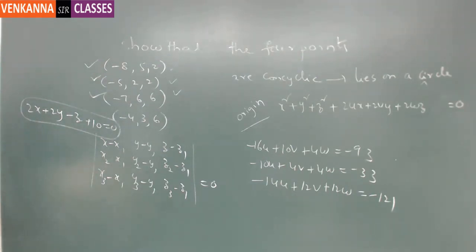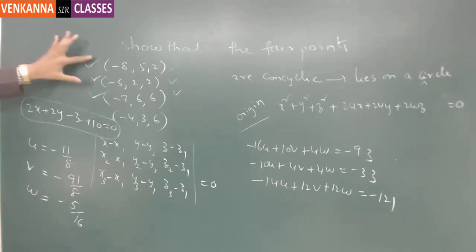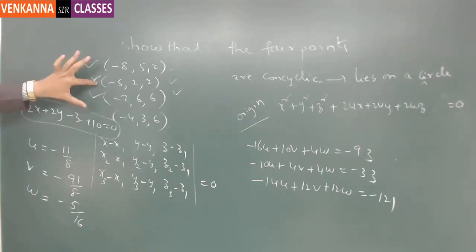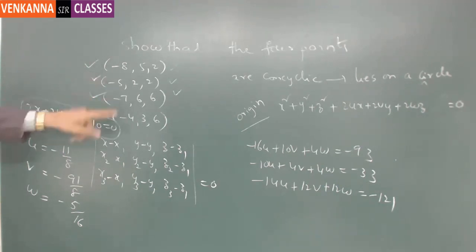On solving them, you will get the values u is equal to minus 11 by 8, v is equal to minus 91 by 8, and w equals minus 5 by 16. We substitute the first 3 points, minus 8 5 2, minus 5 2 2, minus 7 6 6 in the general equation of the sphere.